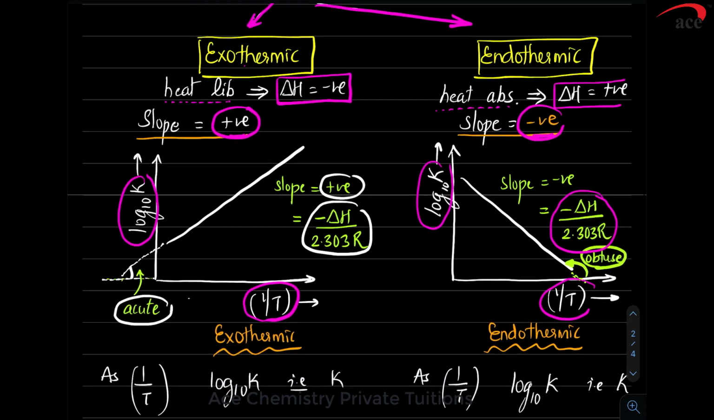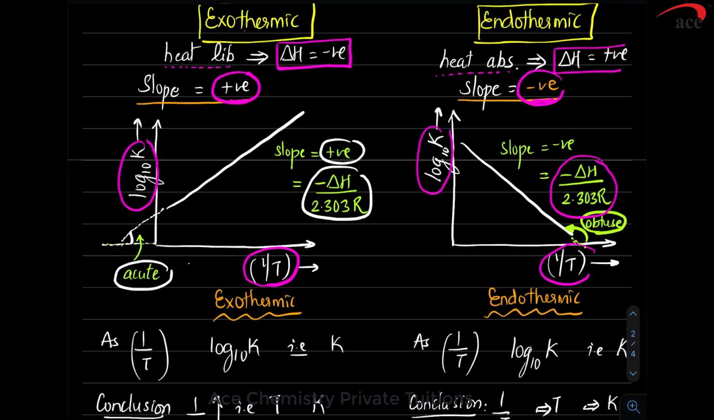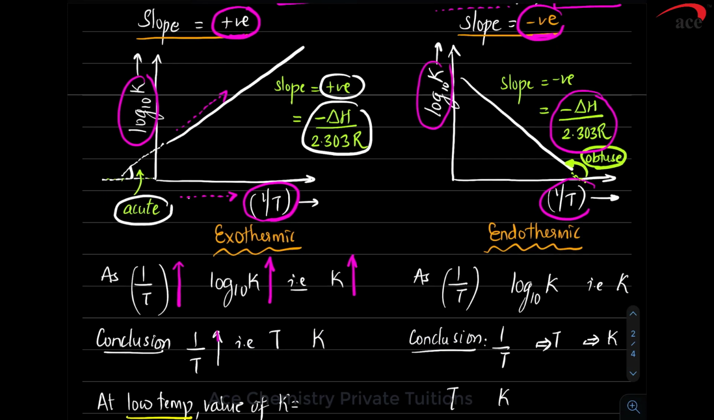From this graph, what conclusion have we got? As 1 by T is increasing in this direction, we know the graph is also ascending. That means log of k is also increasing. If log of k is increasing, that means k is increasing. If 1 by T is increasing, we know T is decreasing, reciprocal, no? Therefore, k is increasing. This is what we have realized.